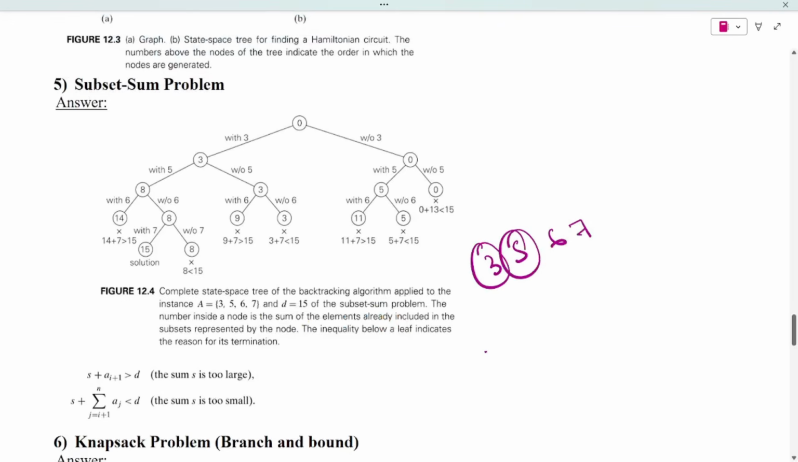You have to consider each value with and without. With is when you add, and without is when you don't add and keep the sum as it is. First you will be doing with 0. Okay, 0 with 3, and with 3 means without 3.